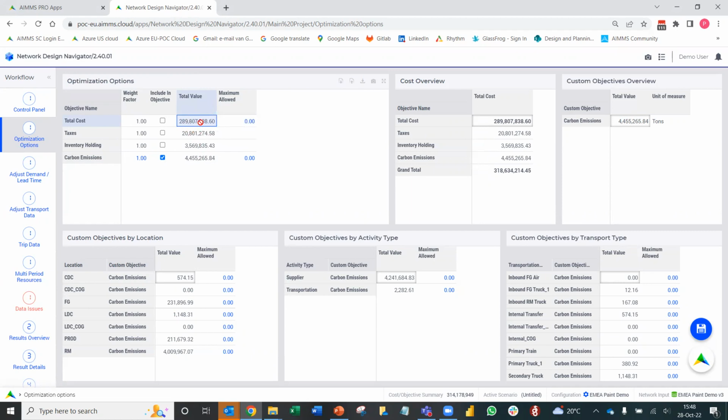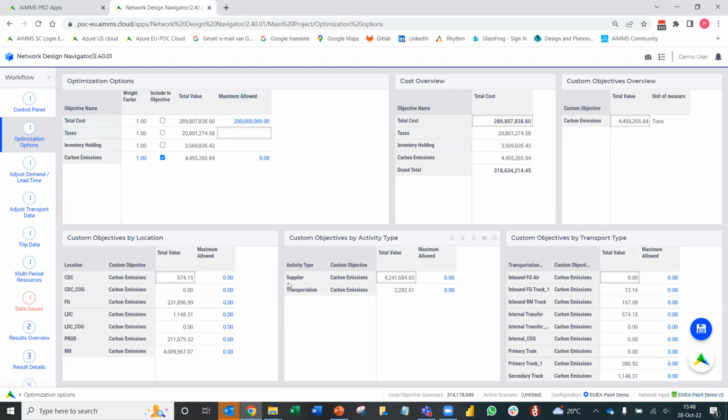Of course, this is not a great result, because with a cost increase like that, it puts us out of business. So what's important with this functionality is that you can also put constraints on those increases. So my next step will be to say, well, let's put in a constraint of 200 million euros on the total cost for the supply chain. And I'm going to push the solve button again and let that solve.